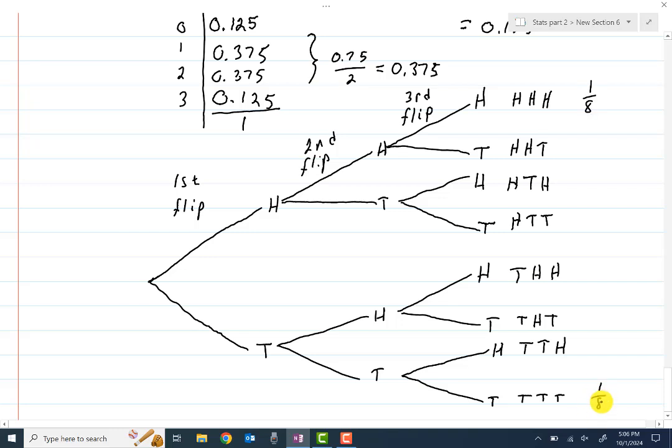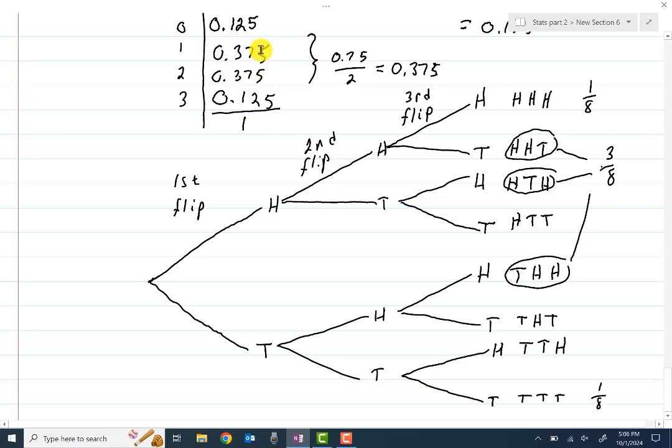Same thing down here. Each of these, this section in here, if I take a look at, I have HHT and HTH, THH. So if I take this guy here, and this guy here, those 3 things there add up to 3 out of 8. And then, of course, these remaining ones are also 3 out of 8 when you put those together. So that's how I get the 0.375 for them.